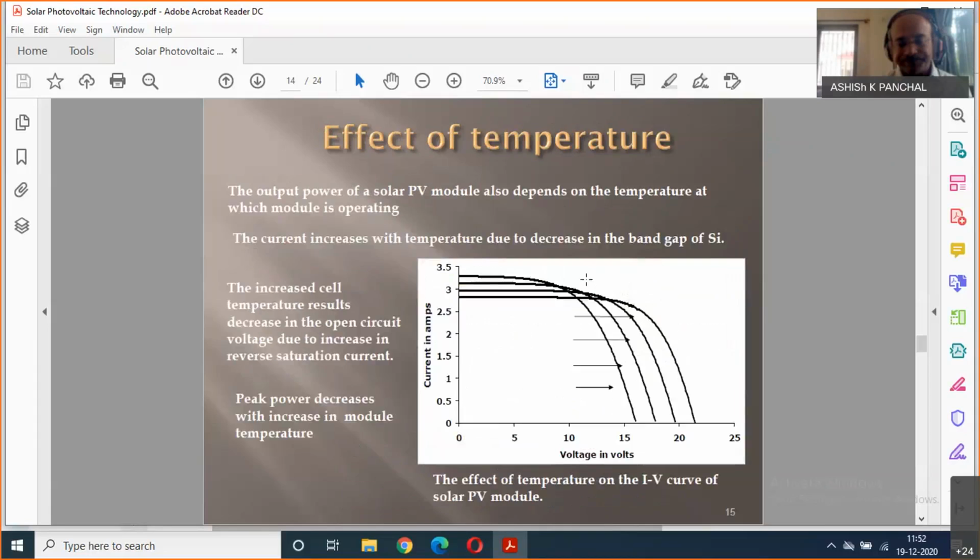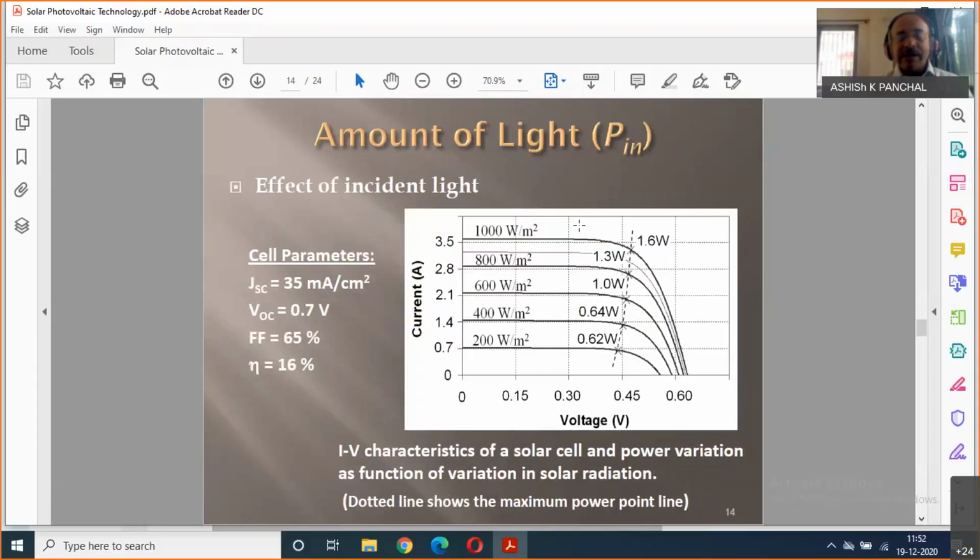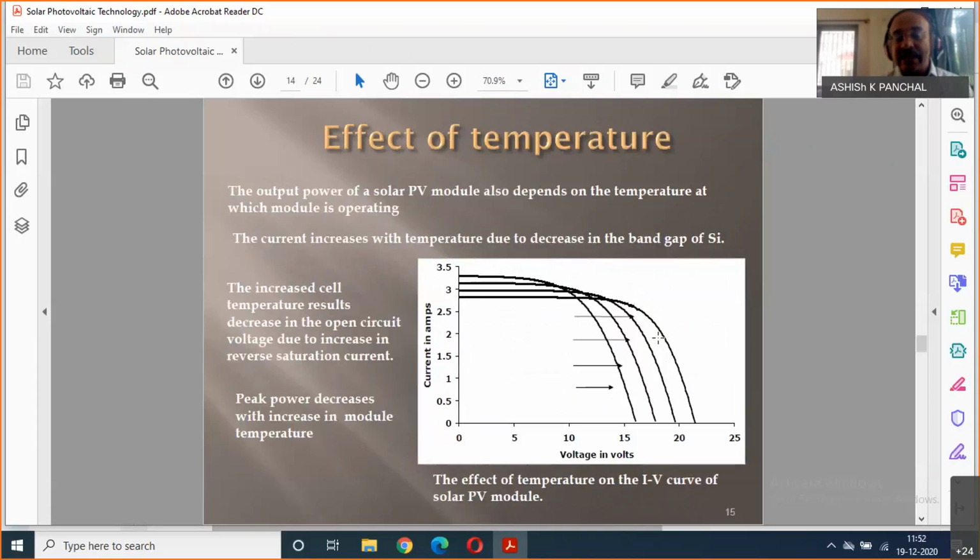Now see, as the light density, when temperature changes, active voltage will reduce. Or the temperature has good effect on the solar panel. Okay, it will reduce. As you know, as the light intensity reduces, the power from the panel is going to reduce. That maximum temperature.